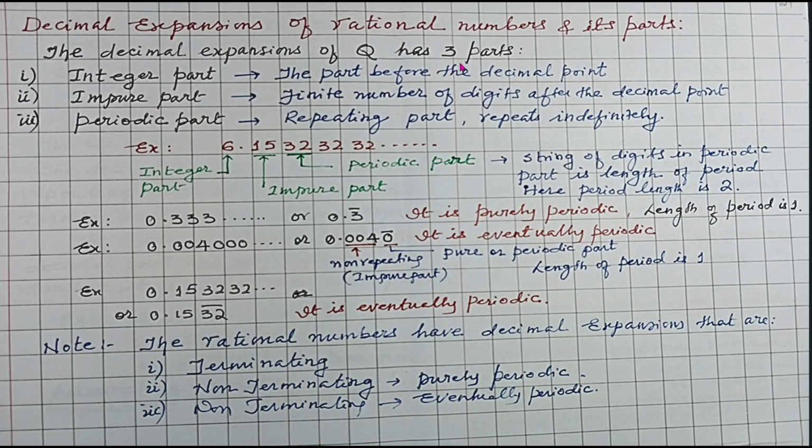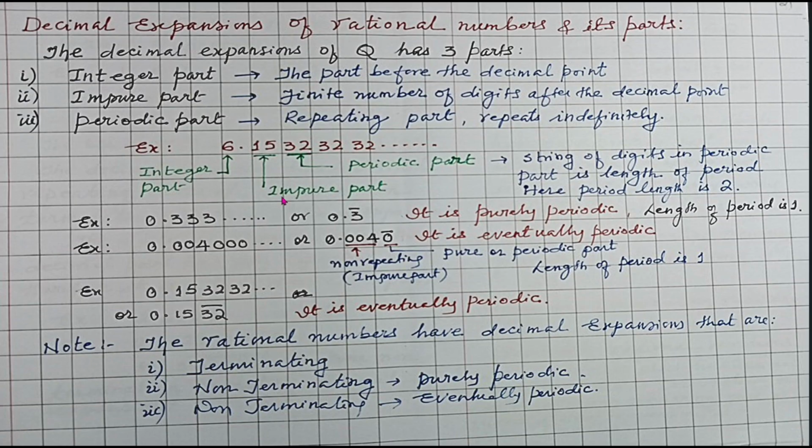Now we have the decimal expansions of rational numbers and their parts. The decimal expansions of rational numbers, as we have already learned, have three parts: the integer part, the impure part, and the periodic part. Let us understand this very clearly. Let us consider the decimal expansion 6.15323232 and so on, rather, it is 6.1532 bar. Now 6 is the integer part, the first part. The 15 is the impure part, which is a non-repeating part, and 323232 is the periodic part, the repeating part. Now if you observe here, the string of digits in the periodic part is called the length of the period, and the length of the period is 2 here.